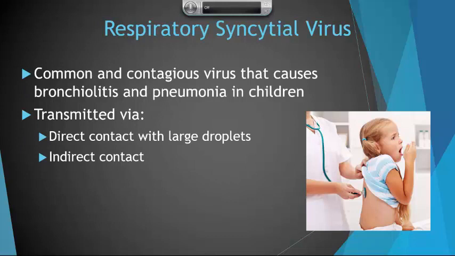RSV, respiratory syncytial virus, is a common and contagious virus that causes bronchiolitis and pneumonia in children. It can be transmitted via direct contact with large droplets or indirect contact. The virus spreads in the hospital environment and in the community. In the community setting, outbreaks generally occur in late fall, winter, and early spring by direct contact with large droplets, which do not travel more than 3 feet, or by indirect contact with contaminated hands or contaminated items. Transmission may occur.